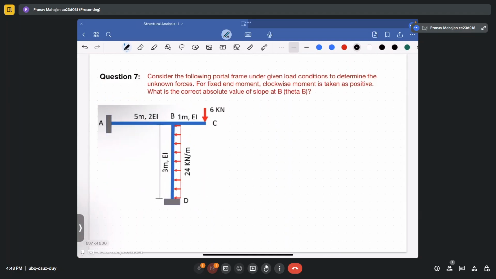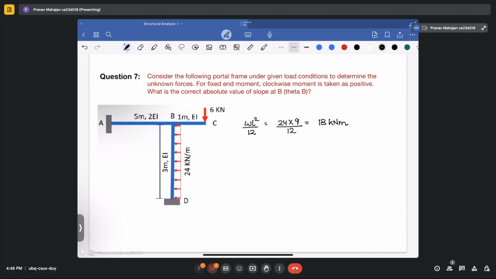So how will you do that? First we will calculate the value of this UDL that is given to us. The fixed end bending moment here will be WL square upon 12 at the ends. It will be 24 into 3 square, which is 9, divided by 12, and that will be equal to 18 kilonewton meter. Okay, so the fixed end moment we have calculated.